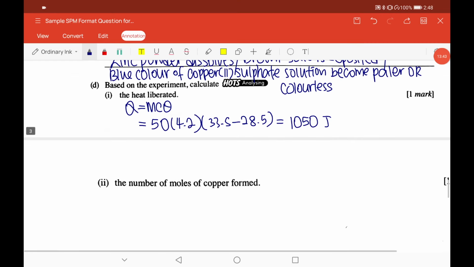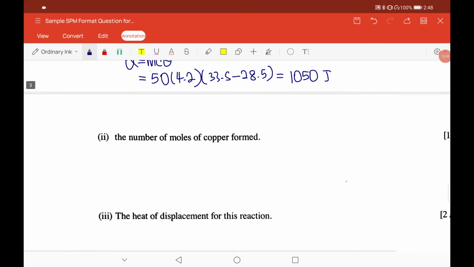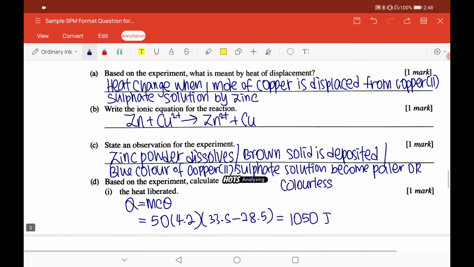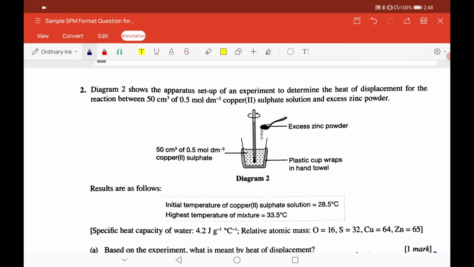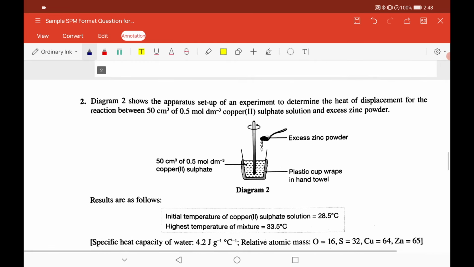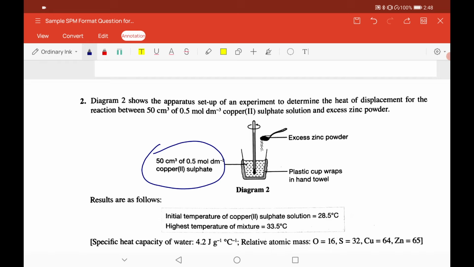Okay, next one. Now the next thing, we need to find the number of moles of copper formed. How to find the mole of the copper? Do they give us any information about the copper? No, right? They only give us copper 2 sulfate. They never give us the copper.